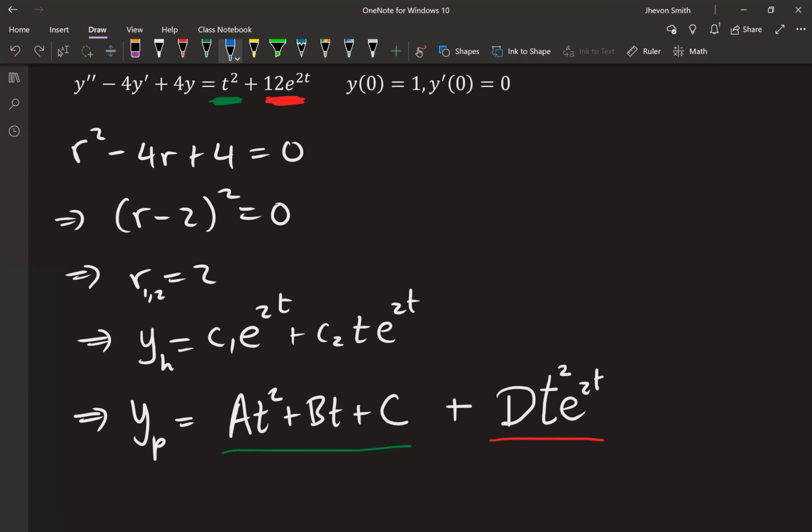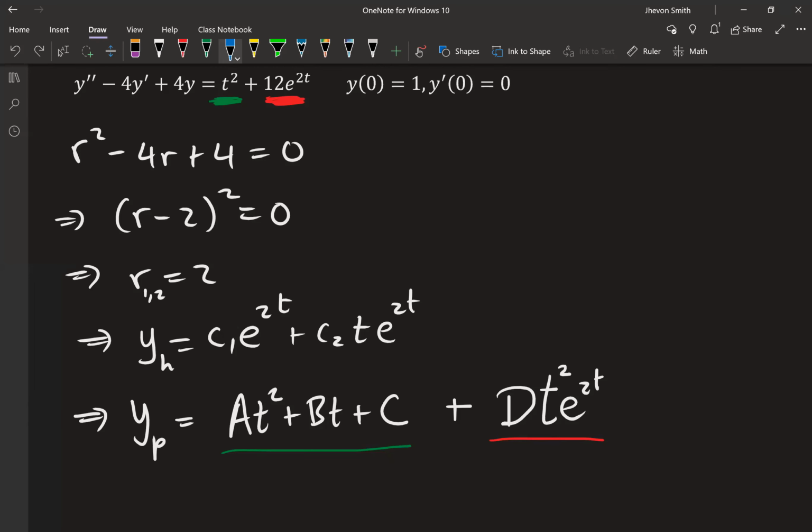Okay. Yeah, so remember, YP is chosen based on the G, which is the guy up here. So you start out by making it look like that. So we put a generalized quadratic and a generalized constant times e to the 2t. Then we tweak it to prevent overlap from our YH here. I only start tweaking things if I see terms in my YP that match terms in the YH. So in the first part, in the green part, there was no need to change anything because there is no constant, or constant times t, or constant times t squared in the YH. So I can leave that alone.